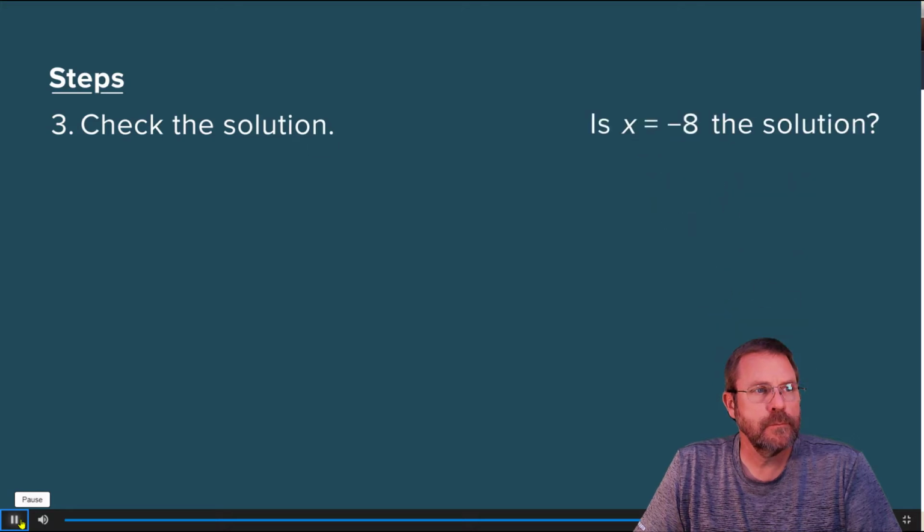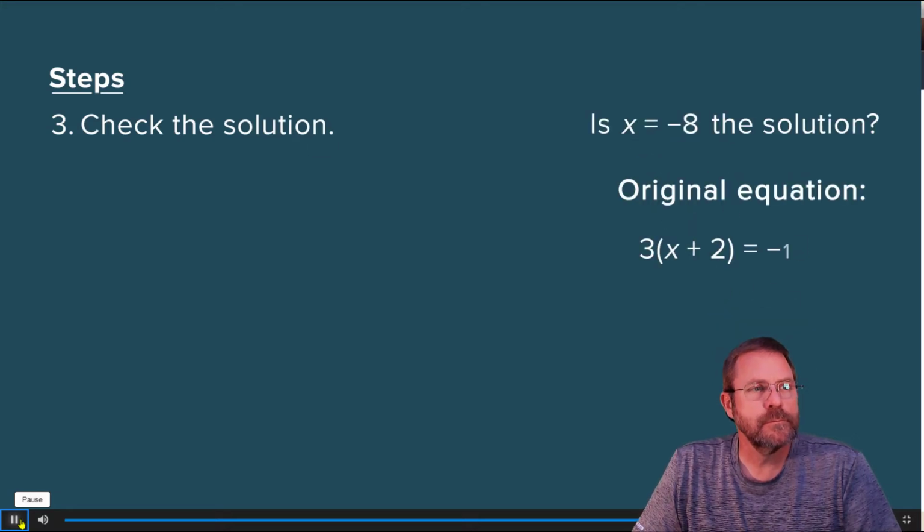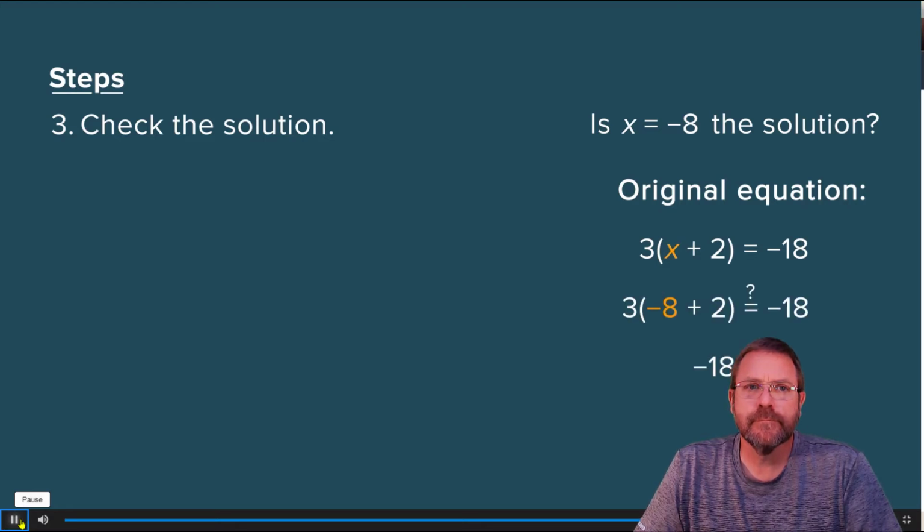To check the solution, start with the original equation. Replace the variable with the solution. Then simplify to check whether the sentence is true. If so, the solution is correct.